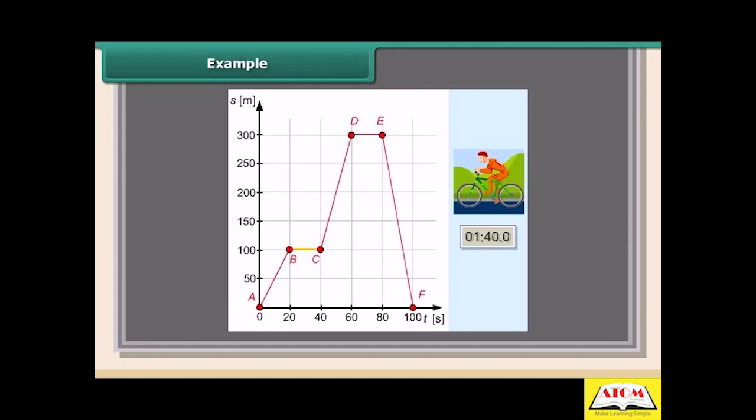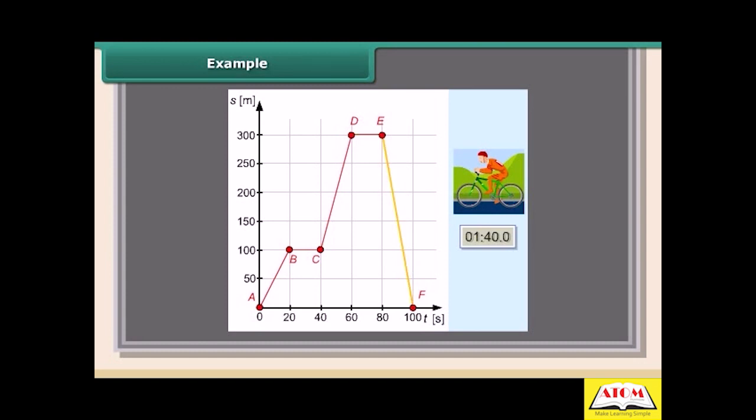Segment BC indicates that the cyclist stopped after having traveled a distance of 100 meters. From segment CD, we can see that the cyclist went on to move with a greater speed. In 20 seconds, he covered a distance of 200 meters, which means that he was traveling with a speed of 10 meters per second. Segment DE shows the cyclist stopped for 20 seconds.